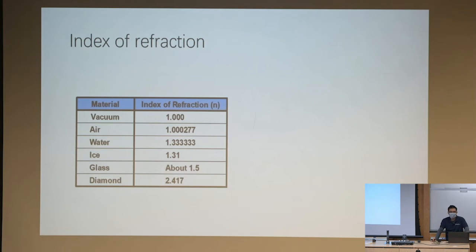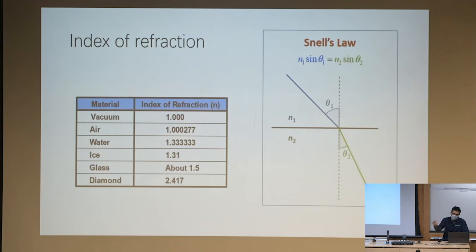Scientists use a different number to describe different materials. This is what we call the index of refraction. We define vacuum as equal to 1, and air, which has some hydrogen or nitrogen, has an index of refraction a little larger than vacuum. Water is composed of H2O, and there are also ice and diamond. A more dense material has a larger index of refraction. That leads to another very important law, which is called Snell's law.